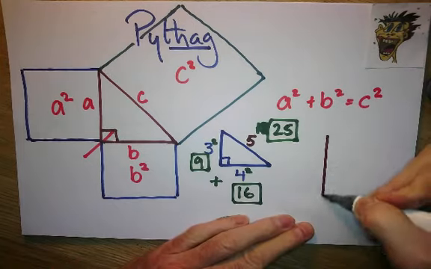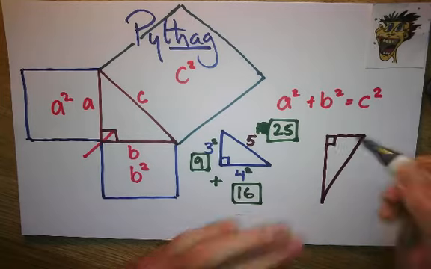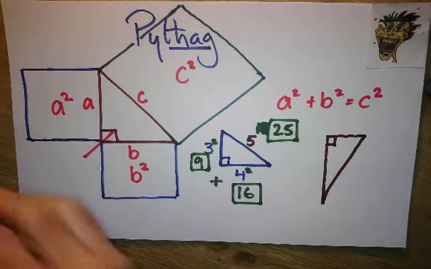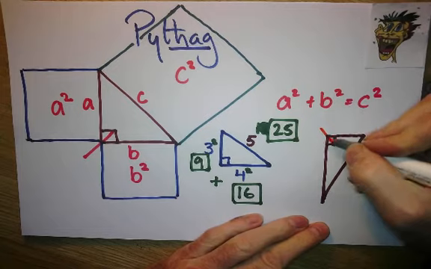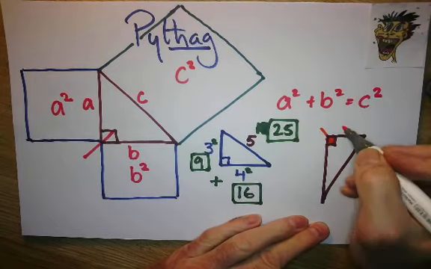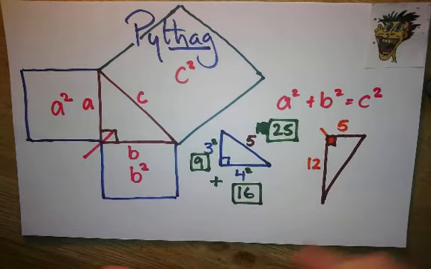Let's try one more example. Make that the right angle. As I said, it points to the longest side. So this is going to point to the longest side. Call that 5 and that 12.